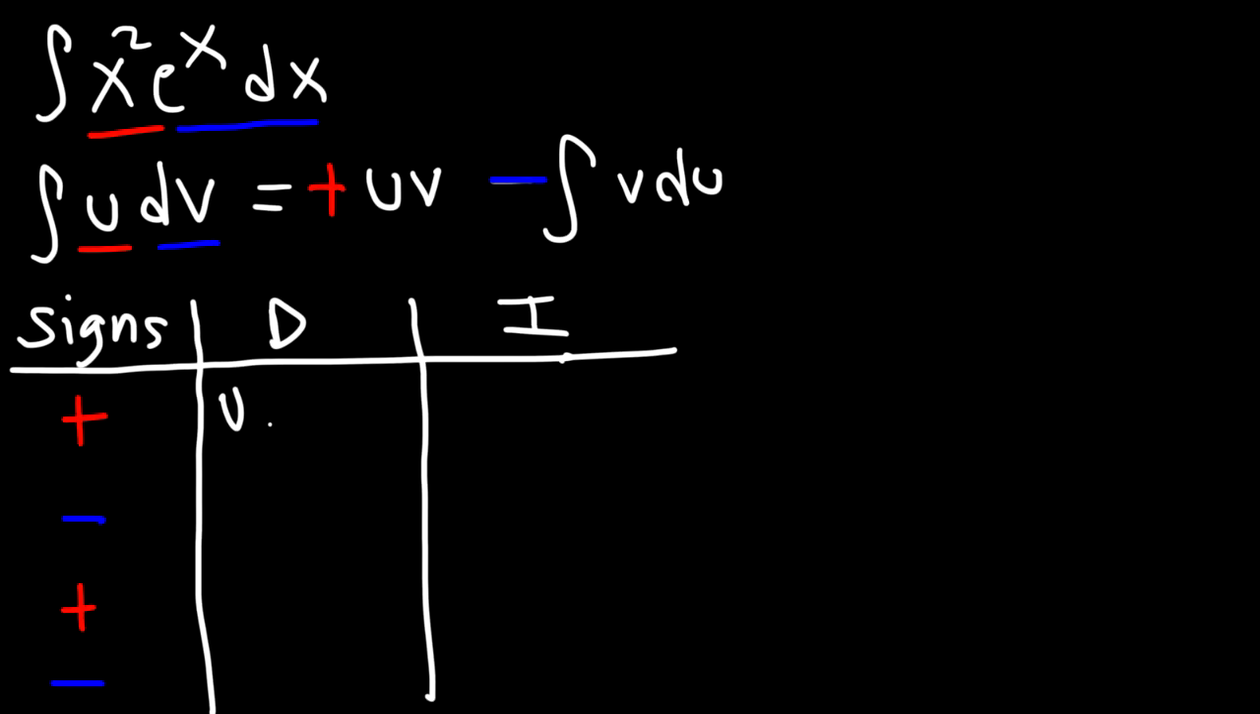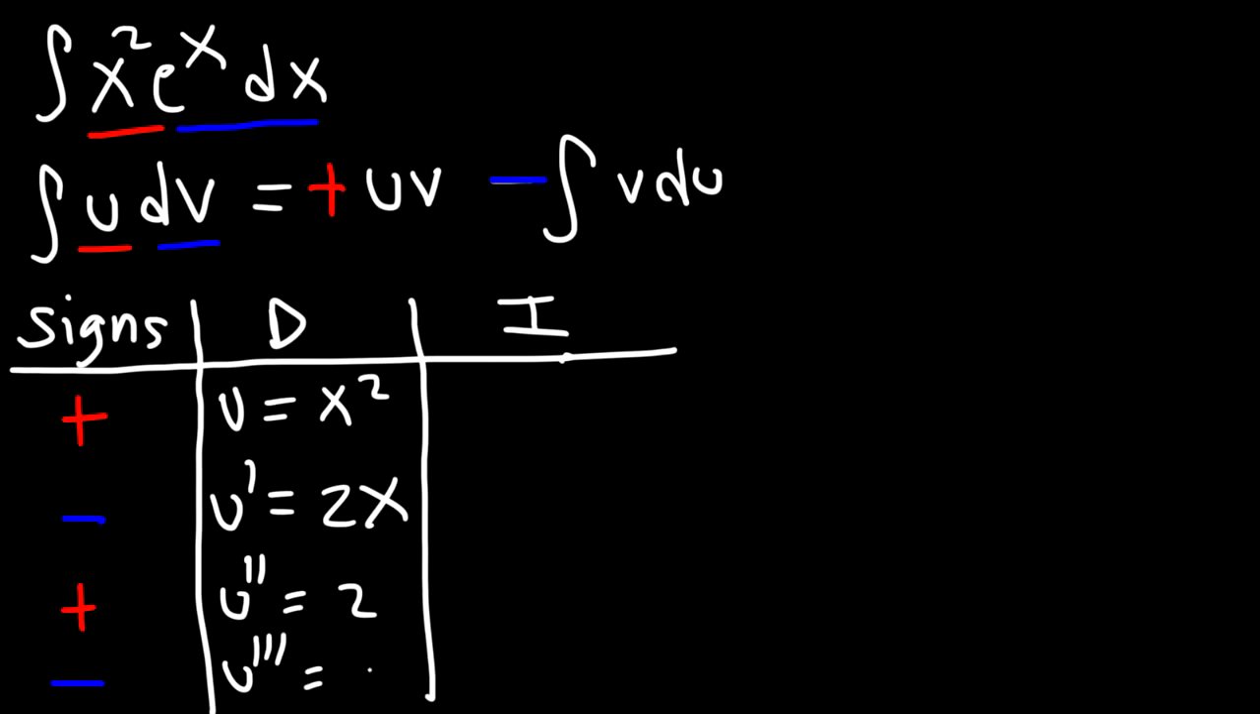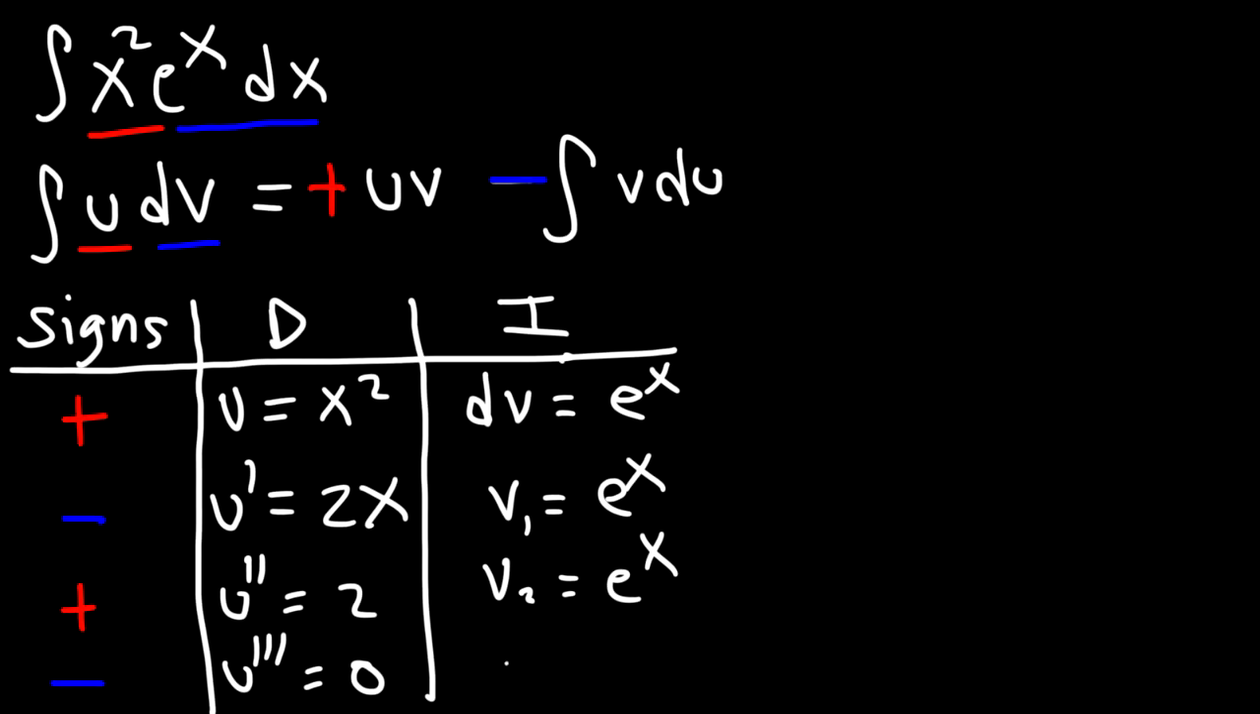So, for the derivative section, u is going to be equal to x squared, and then we're going to find the derivatives of u. So u prime, the derivative of x squared is 2x, and then u double prime, that's going to be 2. U triple prime, the derivative of a constant is 0. Now, dv, we said it's going to be e to the x, and the integral of dv is v, and the integral of e to the x is e to the x. Let's call this v1, the first integral. v2, the second integral, it's going to be the same. The integral of e to the x won't change, and the third integral is going to stay the same.